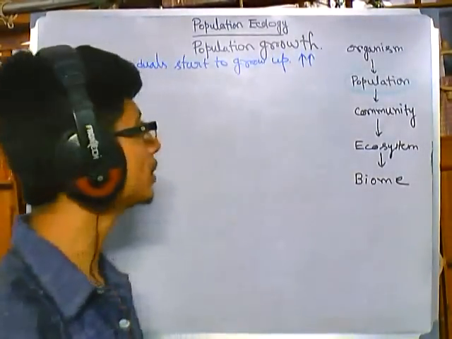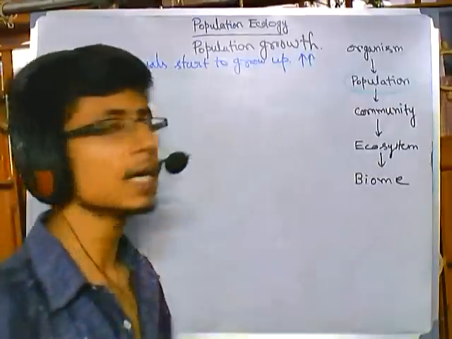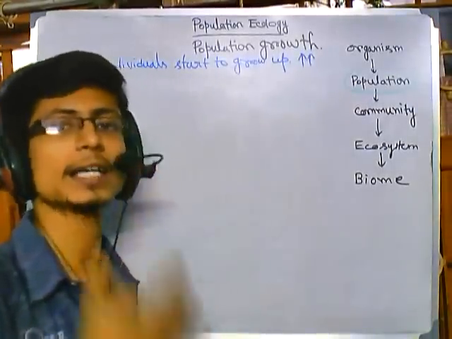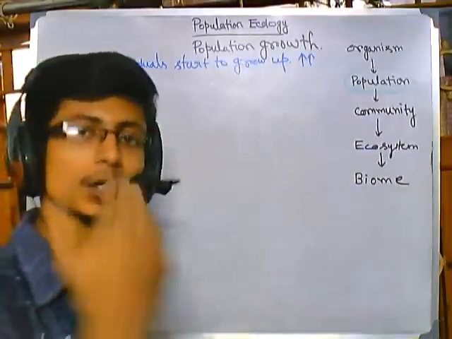So by which we can tell that this population is growing when we see the number of individuals of a population is getting higher and higher. We can tell that population is growing.